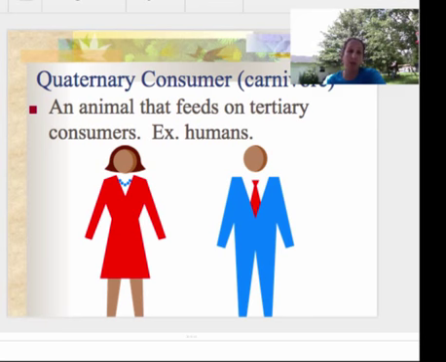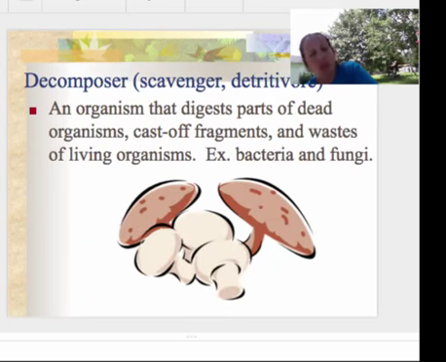Let me go first to decomposers. Where do those lie in the food chain? Many of you were questioning that and challenging kind of to see where that would go. That's where an organism is going to digest parts of dead organisms, cast off fragments, and waste of living organisms. Examples are going to be bacteria and fungi.